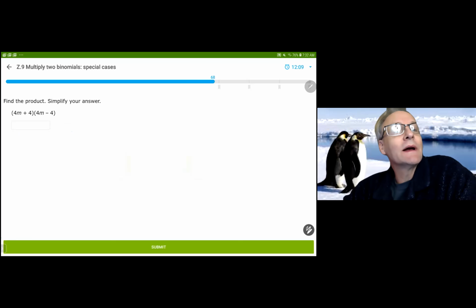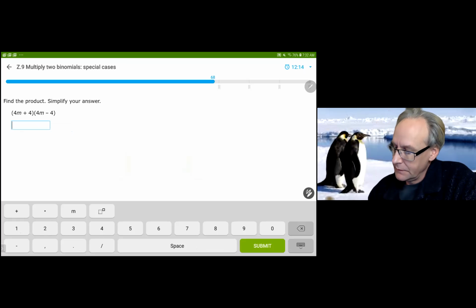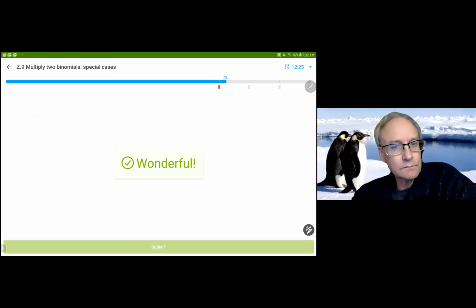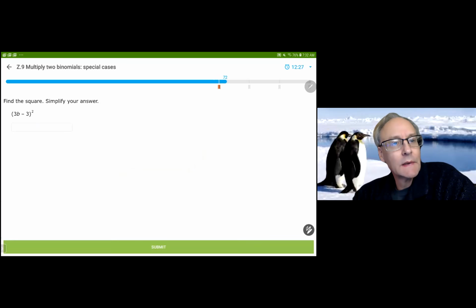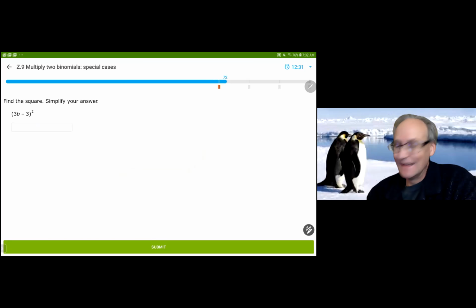Let's see, what do we got here? We have difference of squares. 16m squared. We have a minus, and then we have a 16. 4 times 4 is 16. We're squaring it. Don't distribute the square.